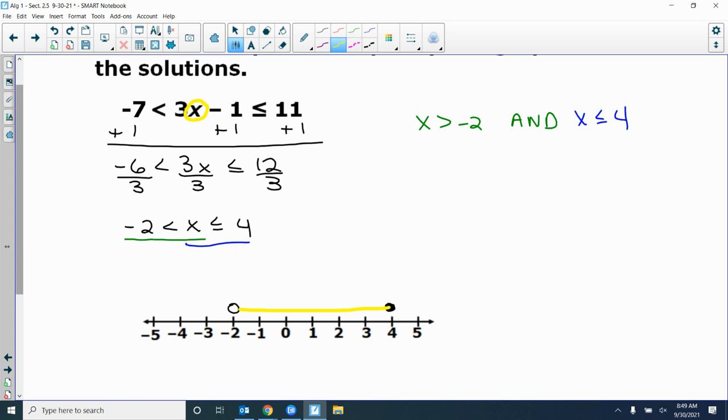All right, let's test one of them. Give me one number in that interval. Yeah, make it a nice number. 2.